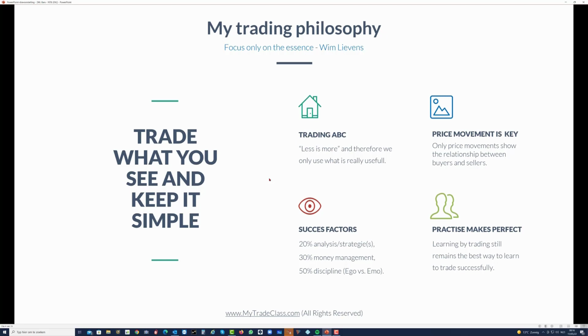I'm not a big fan of technical indicators, but I am a big fan of price movement, and I'm also a big fan of volume profiles, understanding where prices created a lot of volume. So that's how I read the market. Now, in order to be a successful trader, the strategy or the analysis you do, well, that's 20%.